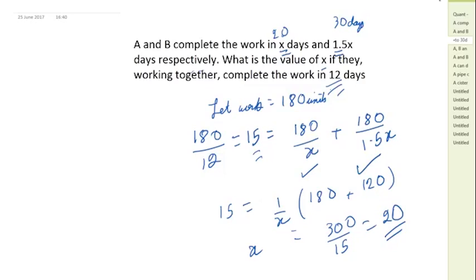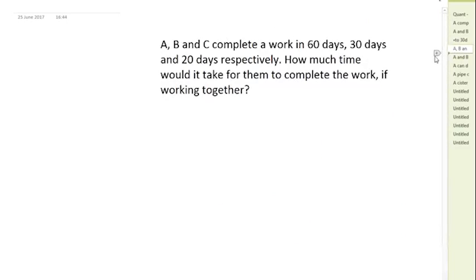So this is how you can solve this question. Let's see the next question. A, B, and C complete a work in 60 days, 30 days, and 20 days respectively. How much time would it take for them to complete the work if working together? Again, same pattern, exactly same. Now I won't even write much.